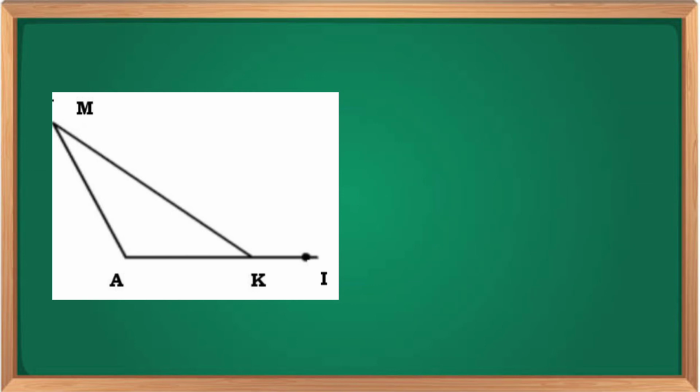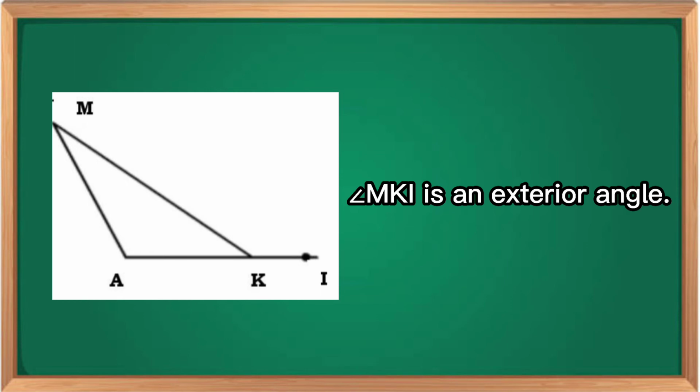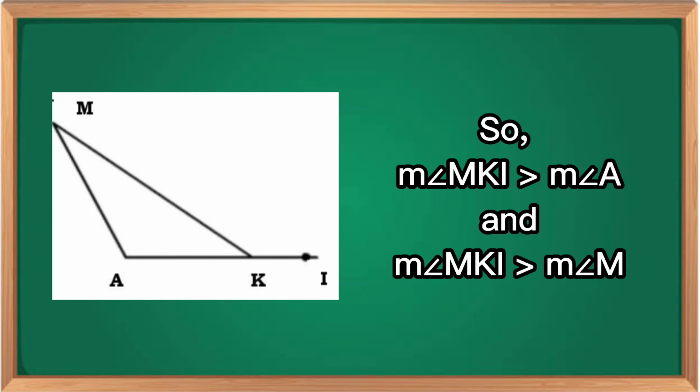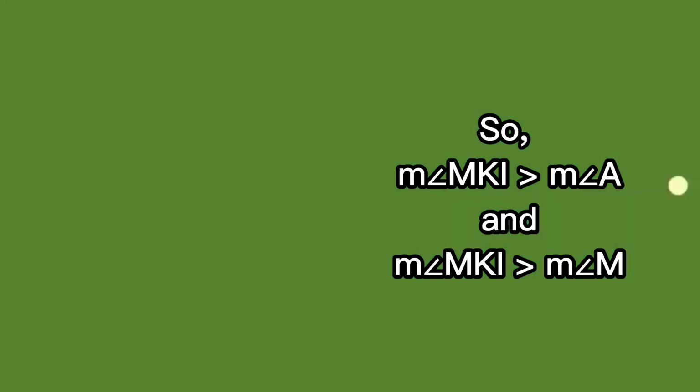In the given figure, angle MKI is an exterior angle. So, the measure of angle MKI is greater than the measure of angle A, and at the same time, the measure of angle MKI is greater than the measure of angle M.